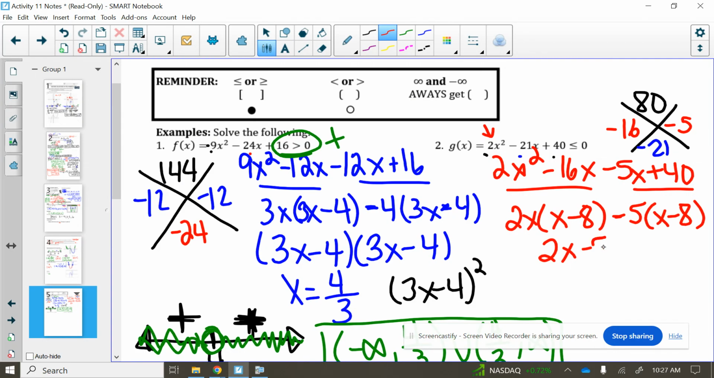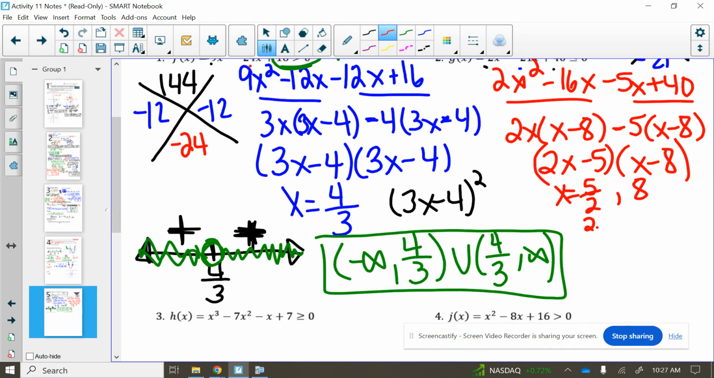So 2x minus 5 is a factor, and x minus 8 is a factor, which means our zeros this time, if we set each piece equal to 0, are going to be at 5 halves and 8. 2.5 is another way of writing 5 halves. So on our number line, we are going to plot those values. We have a 0 at 2.5. We have a 0 at positive 8. So we have a couple different intervals to test this time.